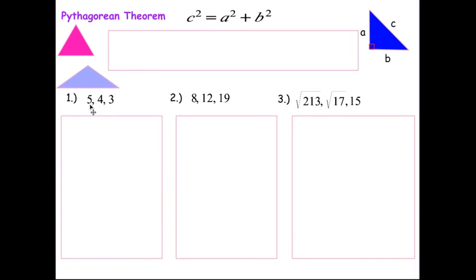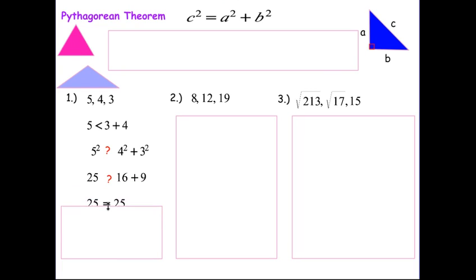Okay, so we have 5, 4, and 3. 5 is the longest side. So let's see what the relationship is between 5, 4, and 3. We know that we'll be able to make a triangle, but if we squared each length and added the two smallest lengths, how does that compare to 5 squared? 5 squared is 25. And what is 16 plus 9? 25. So that means that 25 is in fact equal to 25, and that means that we are able to form a right triangle.